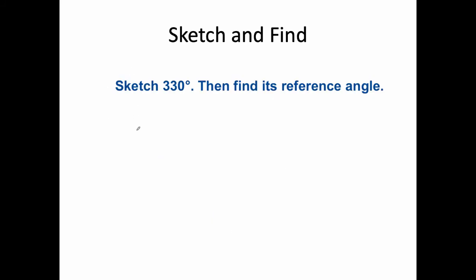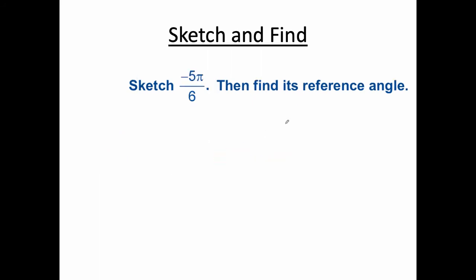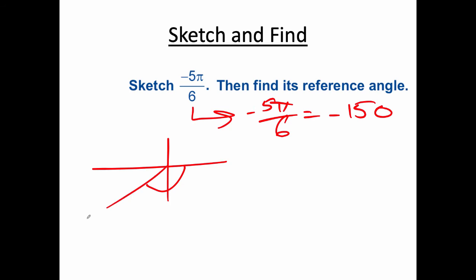So sketch 330, find its reference angle. Boom, 330. How short am I? I'm 30 short. Reference angle is 30. Sketch -5 pi over 6. Maybe you need to change this into degrees first. Depends on where you are. I'm going to do it quickly. It's -150. Okay, so I go -150. How short am I of coming all the way up to -180? I'm 30 short. 30 would be the reference angle.